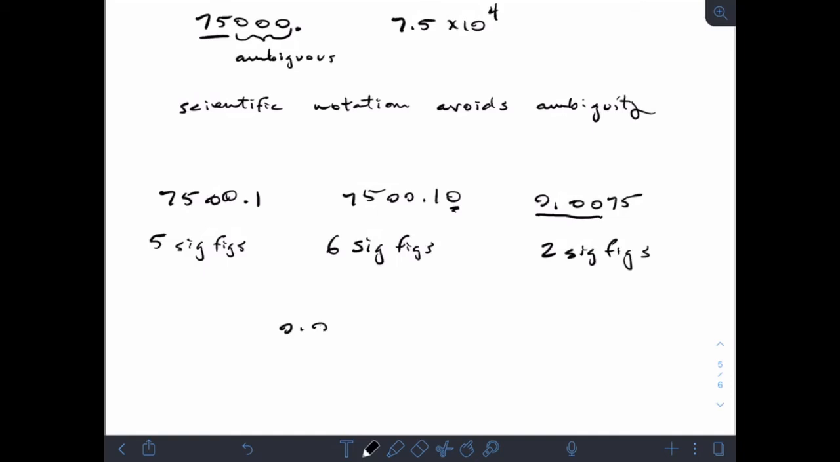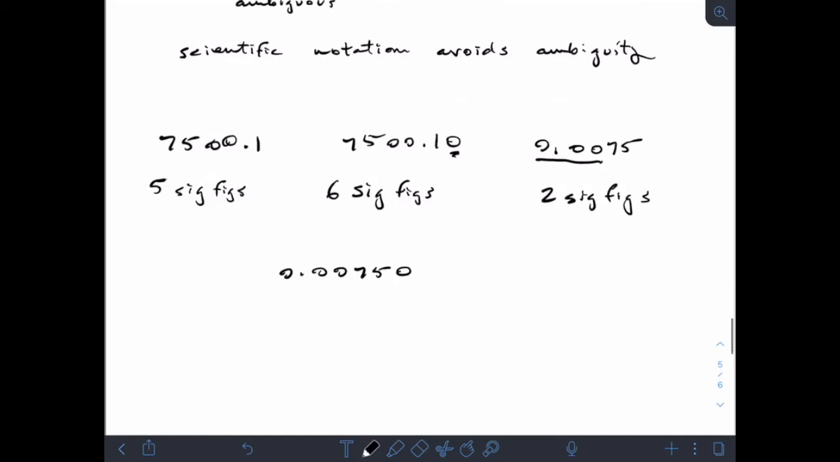If I have 0.00750, the leading zeros don't count, but the trailing zeros do. So this number has 3 sig figs.